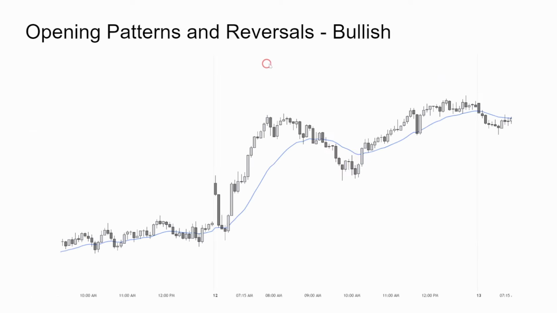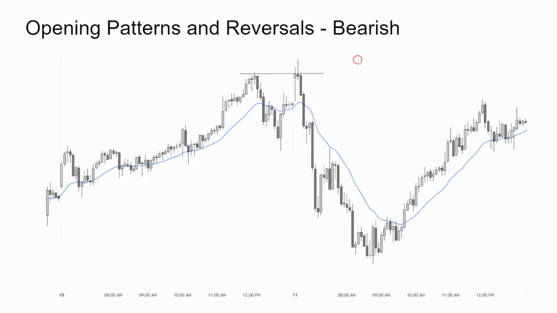Opening patterns and reversals bullish. So here we have a big gap up and a strong sell-off and a sharp reversal higher. I think a lot of bears got trapped here, and this bar looked good enough for the bulls to buy, and they got a few legs higher. A very deep pullback and went range bound with more bullish price action.